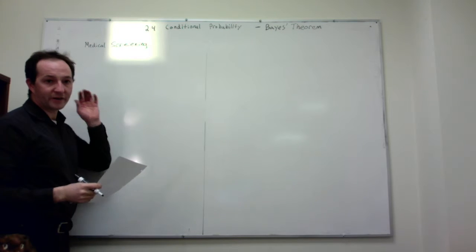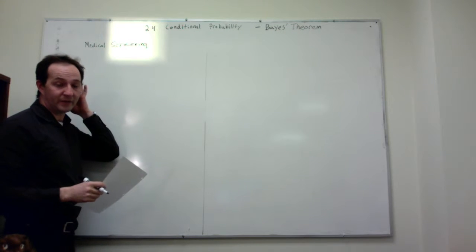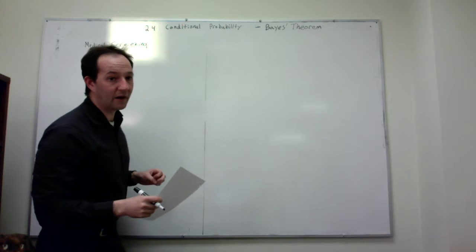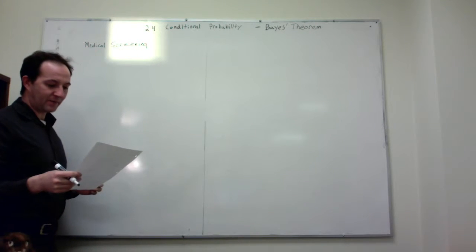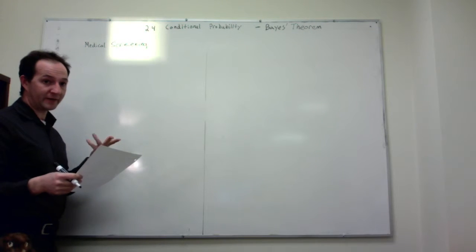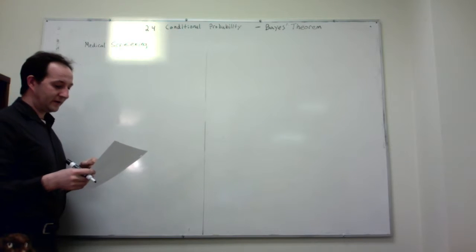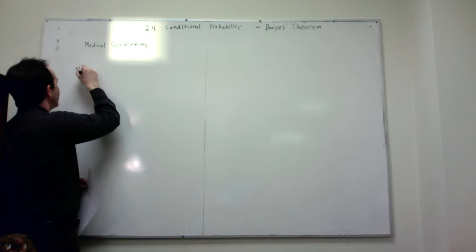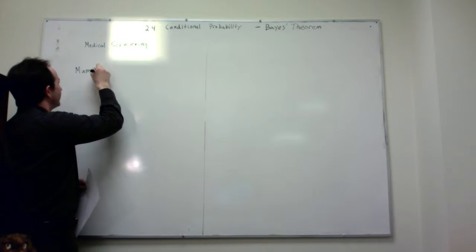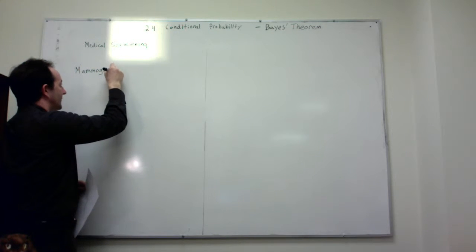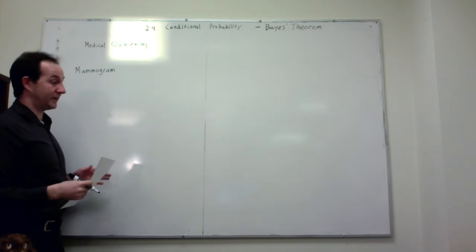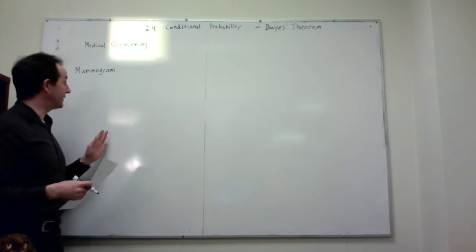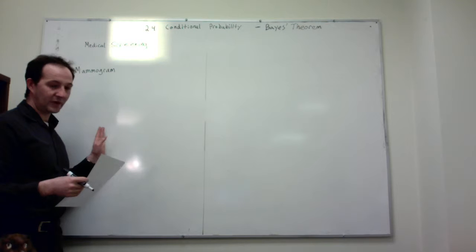So I'm going to discuss some issues that are related to probabilities of how effective medical screening can be. So I'm going to talk about the probabilities related to a mammogram. A mammogram is an X-ray of a woman's breast. It's a test for breast cancer.